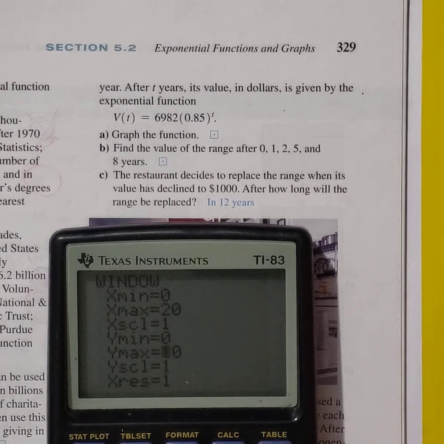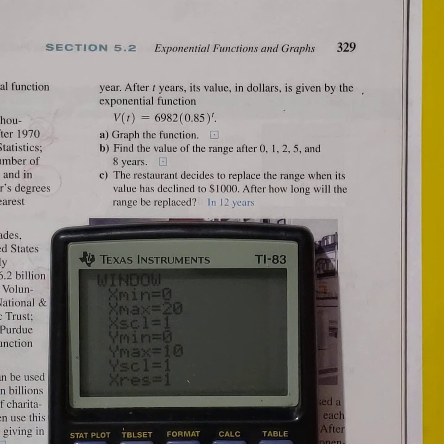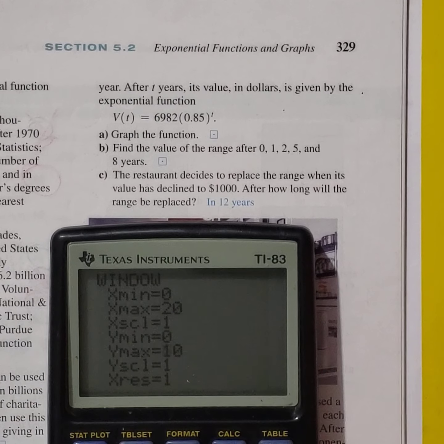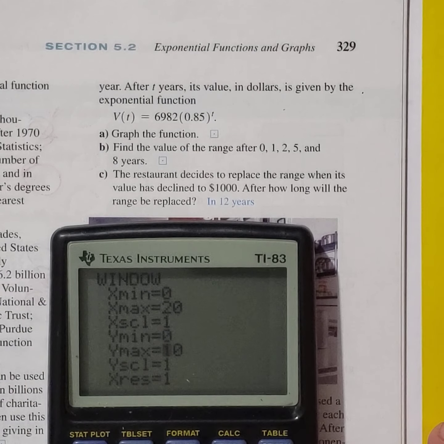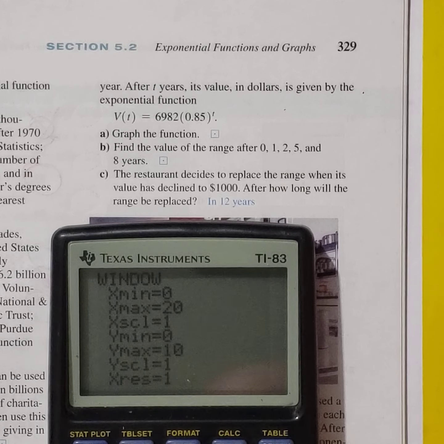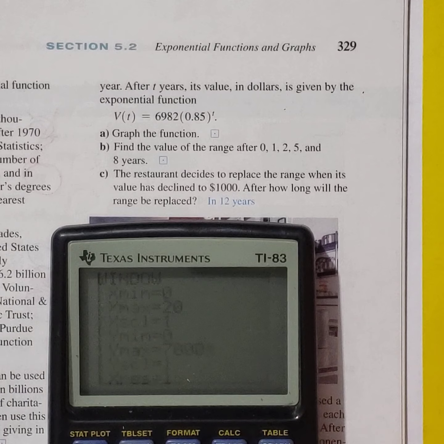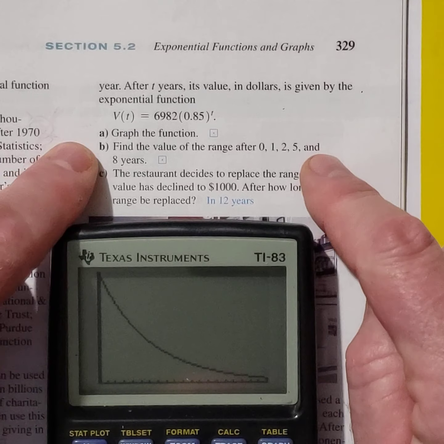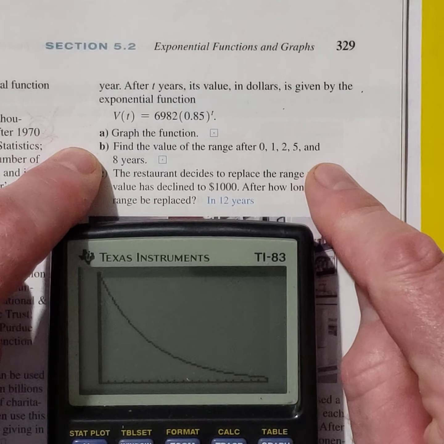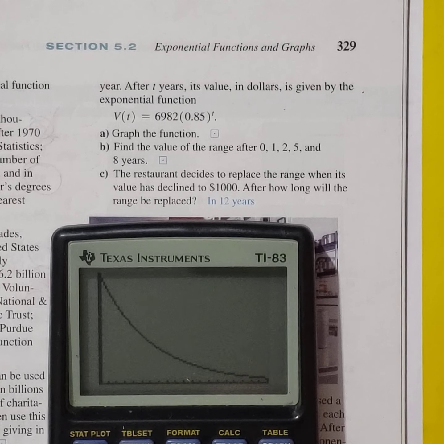Now the y max here is easy, because this function is going to be decreasing. We know where the value starts. It starts at just under $7,000, and it goes down from there. So if we start with our max at 7,000, we should see the curve start and then fall. So we've graphed the function. We want to find the value after 0, 1, 2, 5, and 8 years.